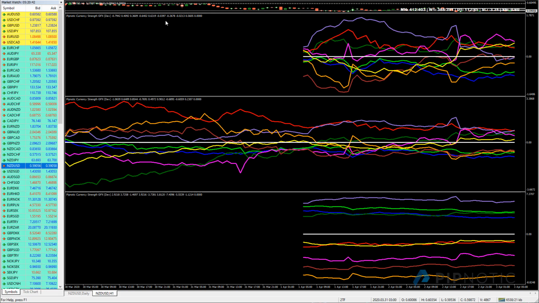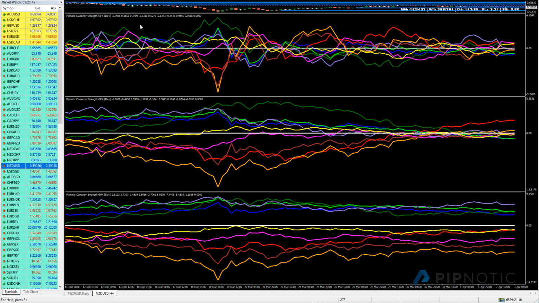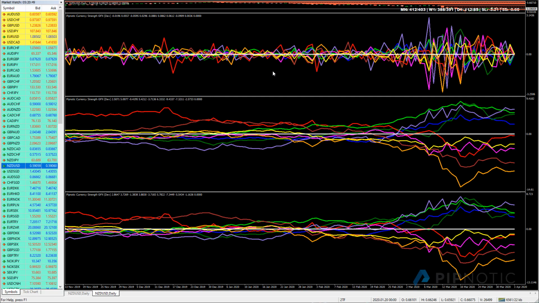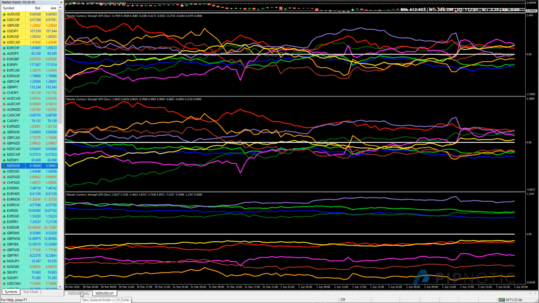Then you can just flick through the time frames. Here we're on the hourly chart. You go to the 4-hour chart, and it'll show you 4-hour data. You can go to the daily chart, it'll show you daily data. And so you're getting a pretty good overview of what's going on for these currencies.